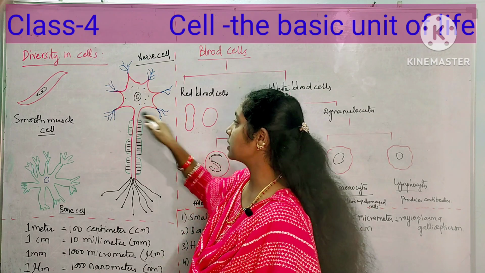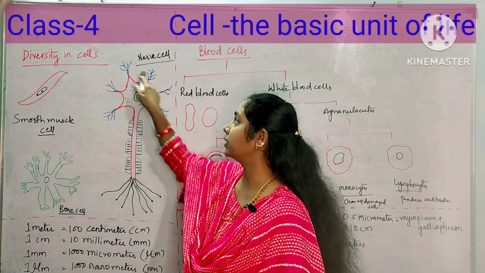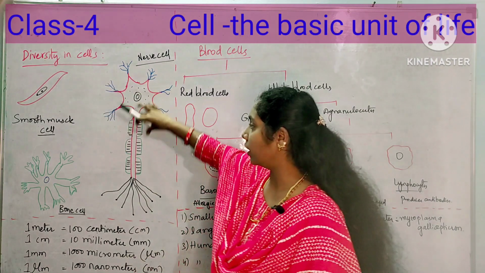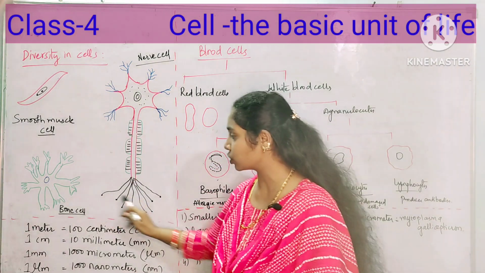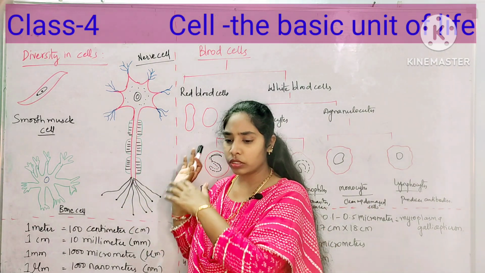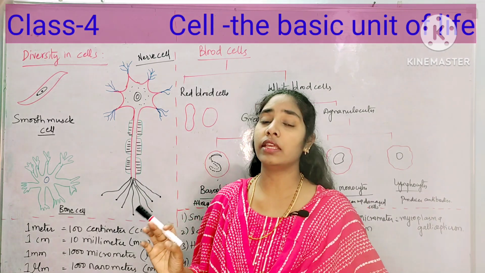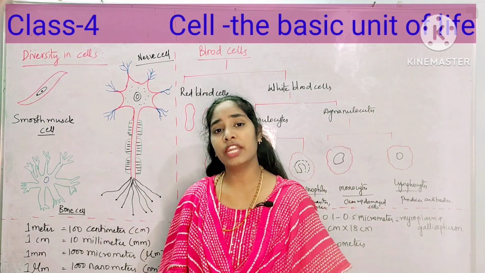To the axon we will see some hair-like structures which are attached, and these are called dendrites, and a longitudinal tube-like structure, and at last you will find nerve terminals. The function of a nerve cell is to carry information from the brain to different body parts.